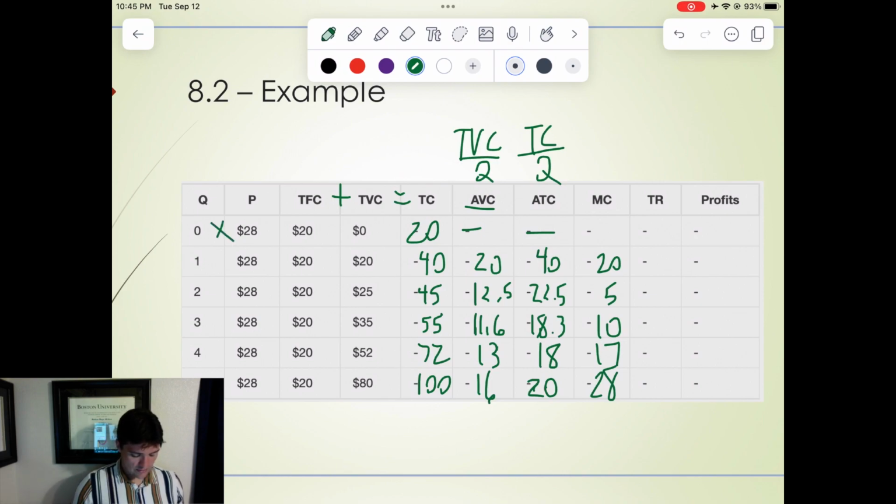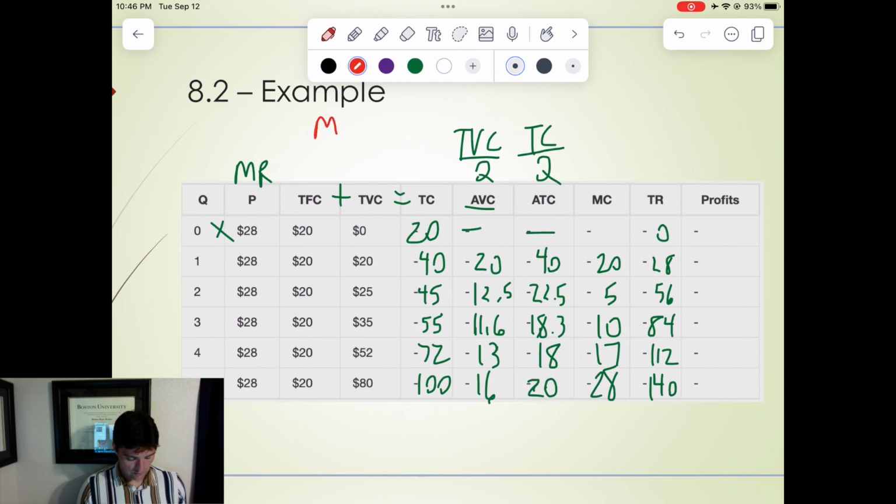And then we'll do total revenue. Total revenue is just price times quantity, so that'll be 0, that'll be 28, 56, 84, and then 112, 140. Okay, and then the marginal revenue, you already know the marginal revenue. It's equal to price.